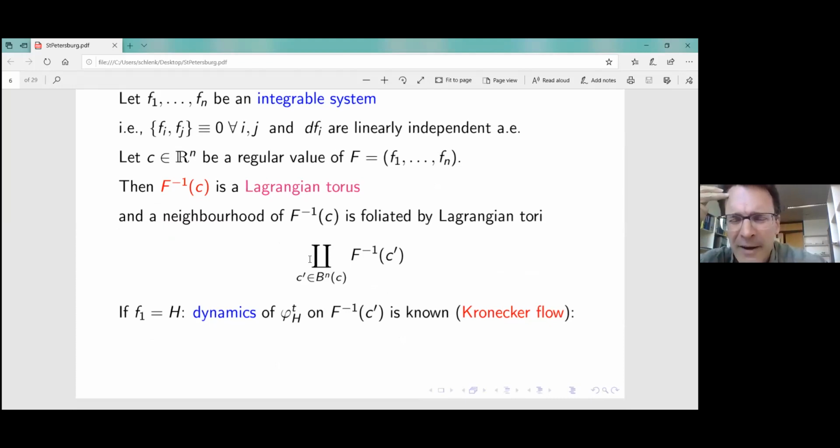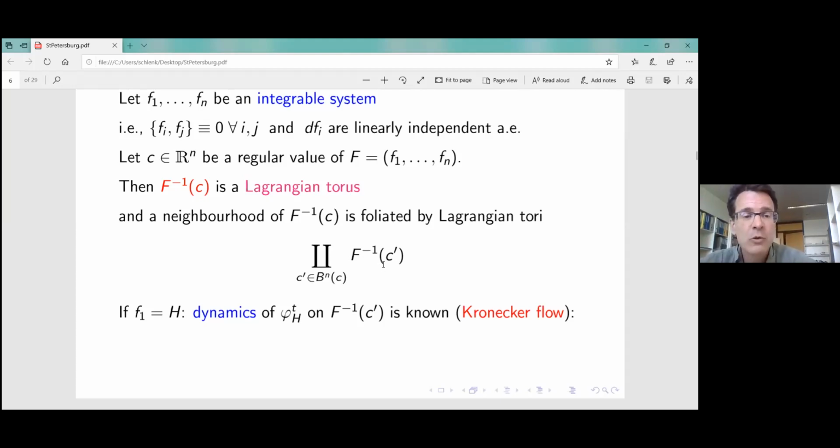But this is, of course, not very important. What is much deeper is that the dynamics on this neighborhood is completely understood. On every such torus, the flow is Kronecker, it's linear. And the slope of the lines is, of course, dependent on the value C. But once you know this slope, you know everything.